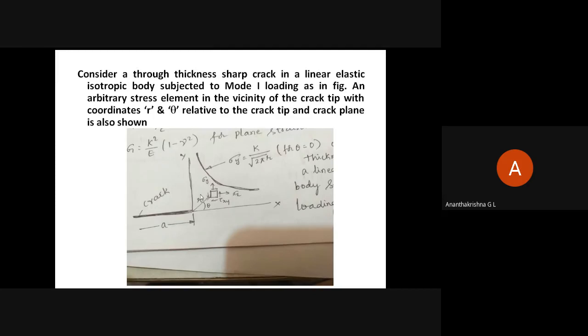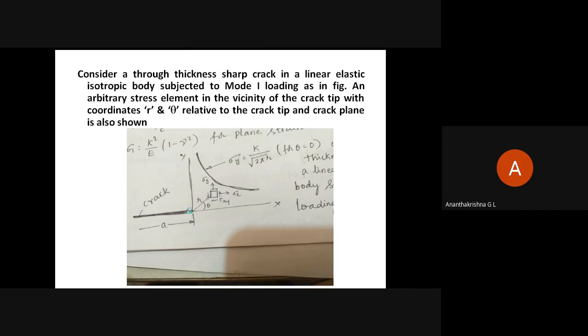R and theta are the coordinates from the crack tip, and a small element is taken which has sigma x, sigma y and tau xy. You remember the sigma x, sigma y and tau we did in the Mohr circle. We took a small element during construction of the Mohr circle. We saw such an element, correct? An element subjected to stress in the x direction, stress in the y direction and shear stress as well.